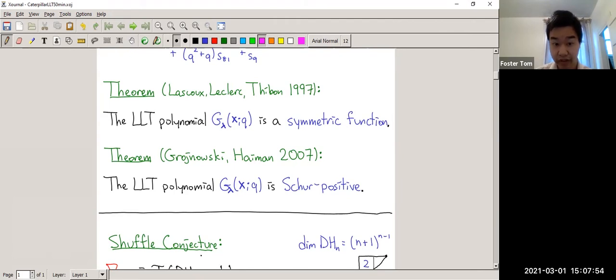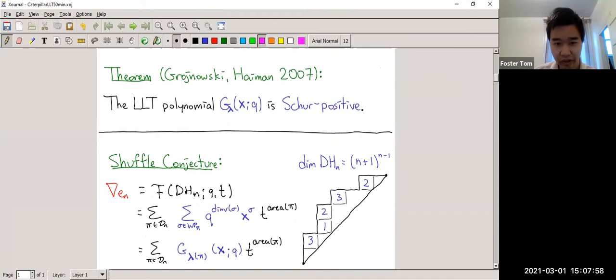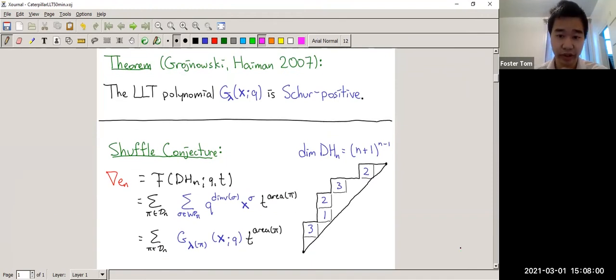So Carlsson and Mellit proved the shuffle conjecture recently. The shuffle conjecture gives a combinatorial formula for this quantity nabla of e_n. So nabla of e_n is the Frobenius series for the space of diagonal harmonics. If you've heard of the (n+1)^(n-1) conjecture, Haiman proved that that space has that dimension.